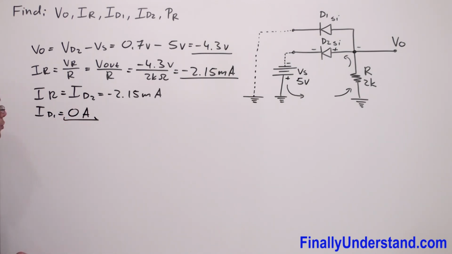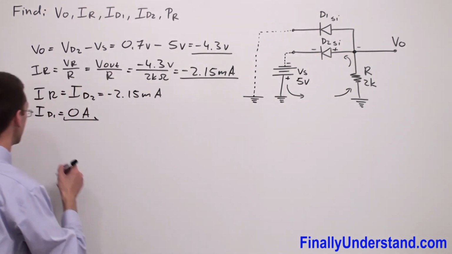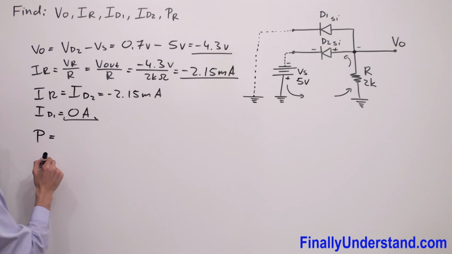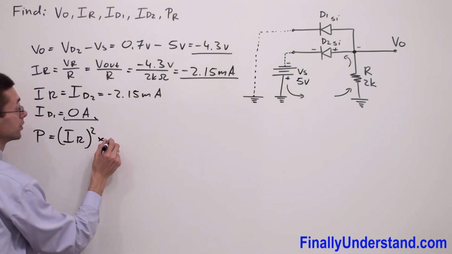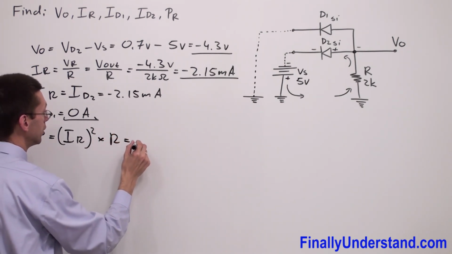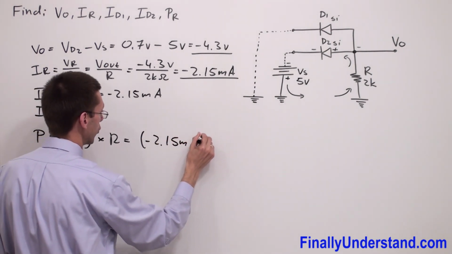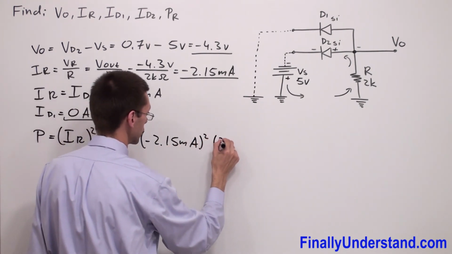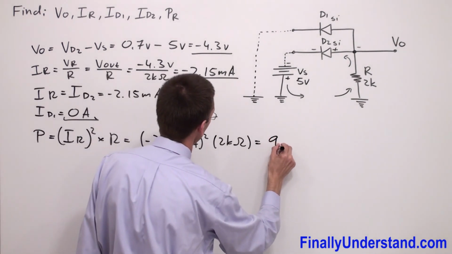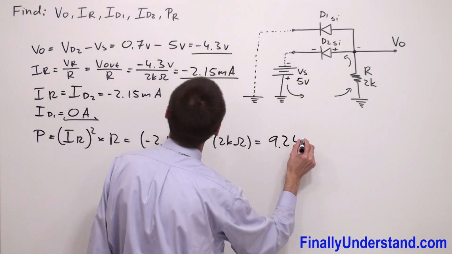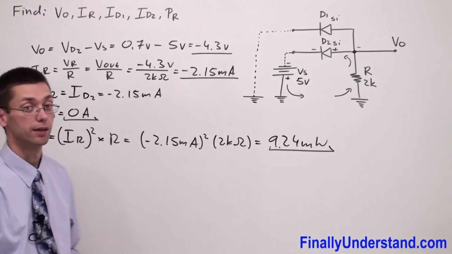Next, we're supposed to find the power at the resistor. So we write the formula: power is equal to IR squared times the resistance, which is equal to negative 2.15 milliamps raised to the second power times the resistance, 2 kilo ohms. Everything is equal to 9.24 milliwatts. Okay, so we can say that the problem is solved.